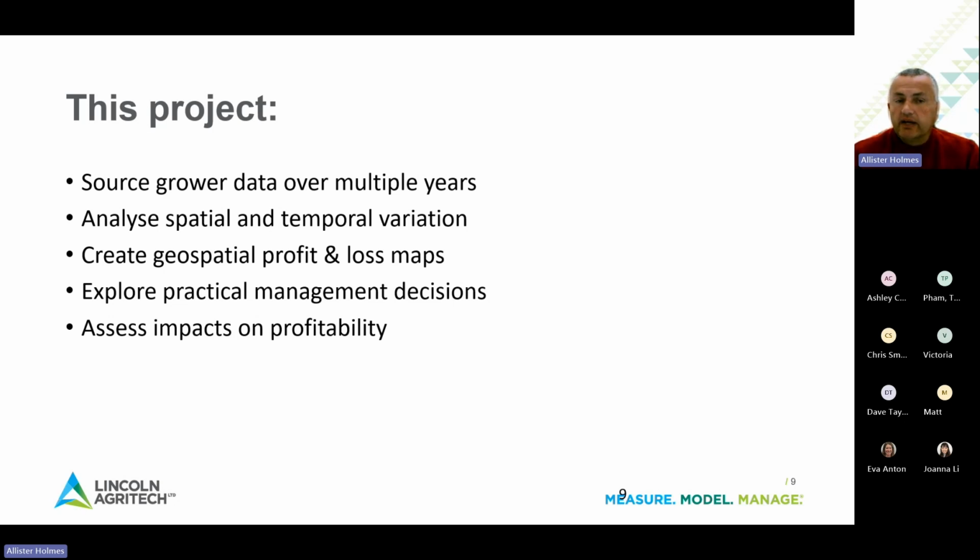Then we can create geospatial yield maps, we can create geospatial profit and loss maps. And then probably the most important thing is we can then say, so what? Once we have these maps, what can we do to change management decisions to increase profitability or reduce input use, leading to higher input use efficiency, and then assess the impacts on profitability.